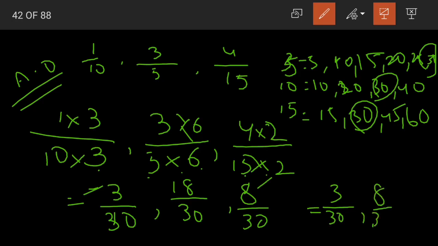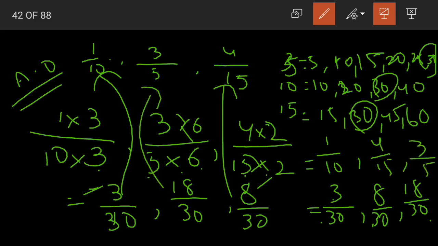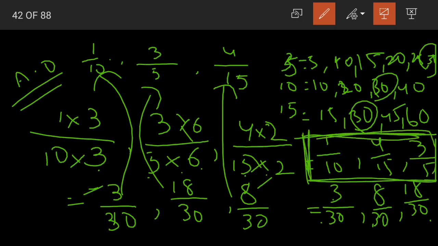Then we have 8 by 30, then we have 18 by 30. We cannot simply write these, children. We should write the original fractions. 3 by 30 is nothing but 1 by 10. Then we have 8 by 30 which is 4 by 15. Then we have our 3 by 5. So this is our final ascending order.